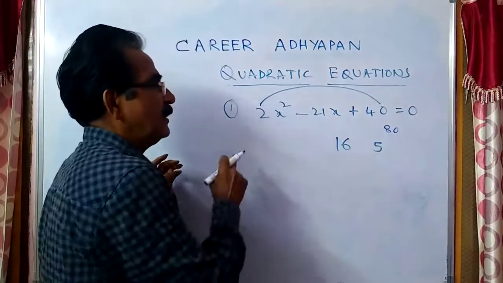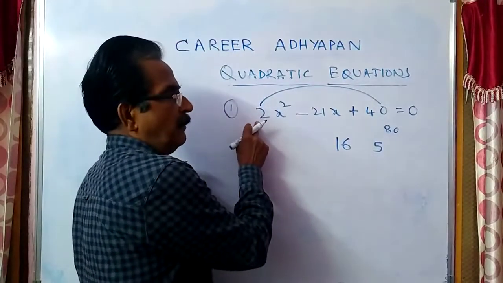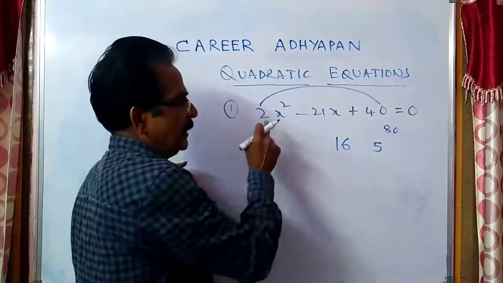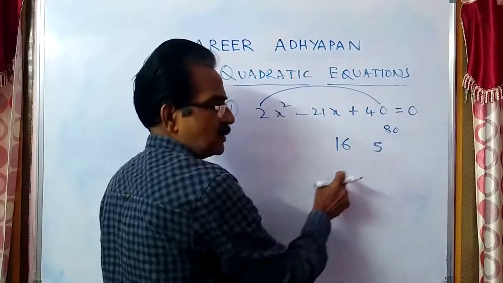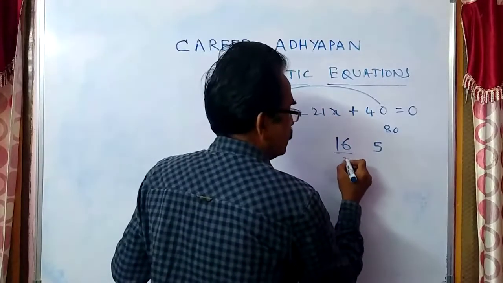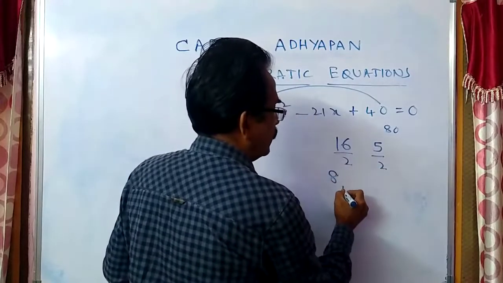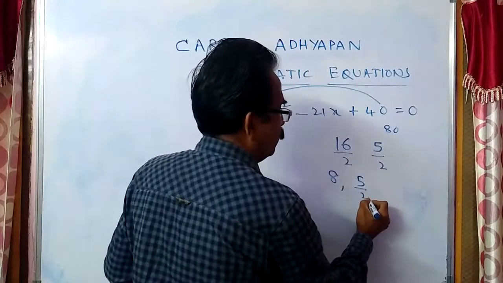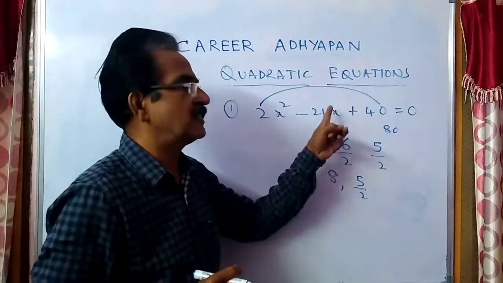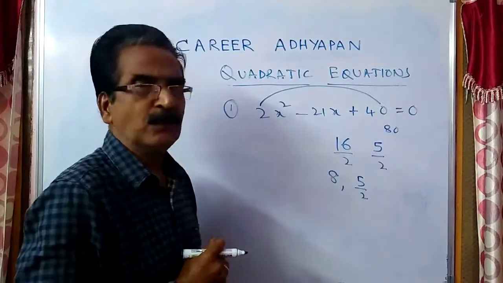Then you have to divide the roots by 2 because we have multiplied 40 into 2 to get these values. So you have to divide by 2. 16 by 2, 5 by 2. 8 comma 5 by 2 are the roots of this equation. That is, x values are 8 and 5 by 2.